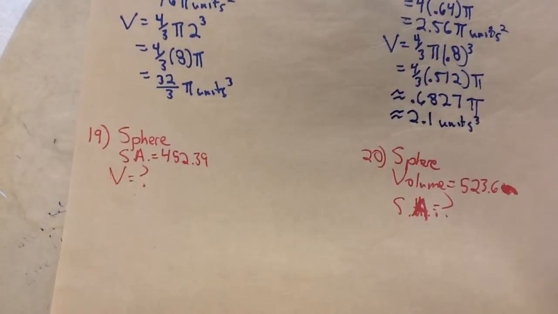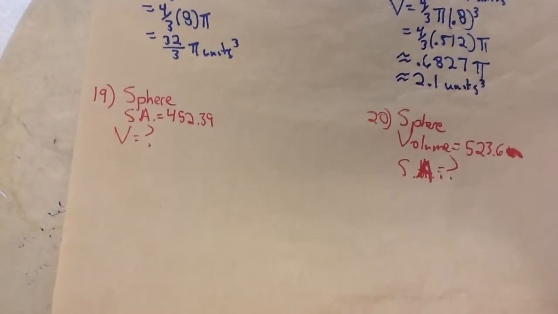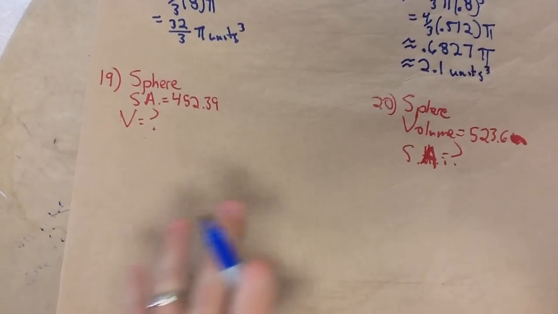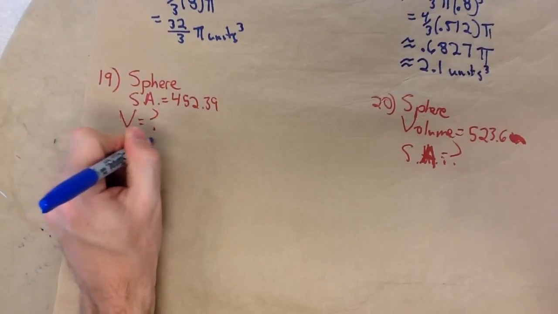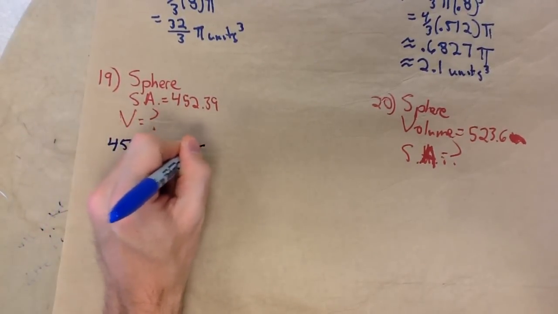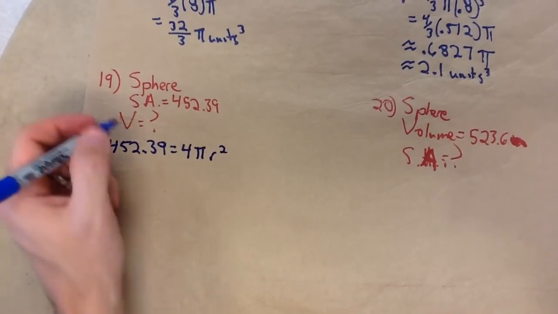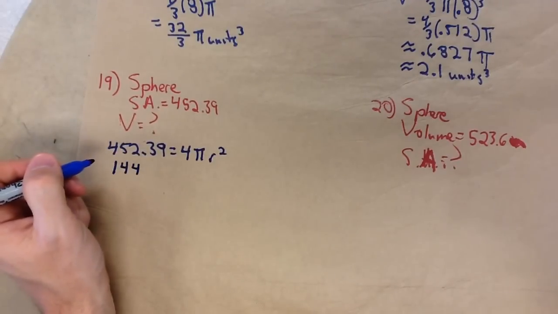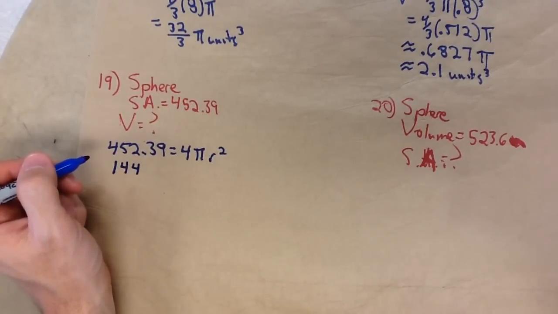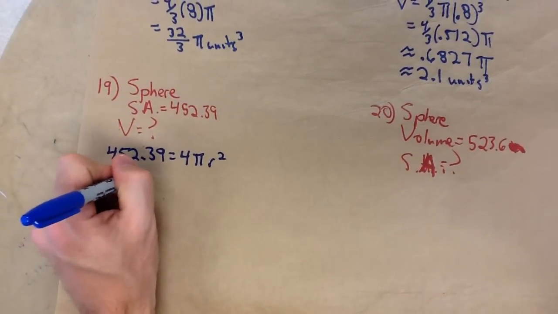For 19, we have a sphere where we're given the surface area, we've got to find the volume. Now, when that comes up, we have to go from surface area to radius, radius to volume. So I have 452.39 equals 4 pi r squared. I'm going to first divide 452.39 by pi, and that comes out to be 144.0002. See it right there? That is close enough to, we're just going to say it's 144.